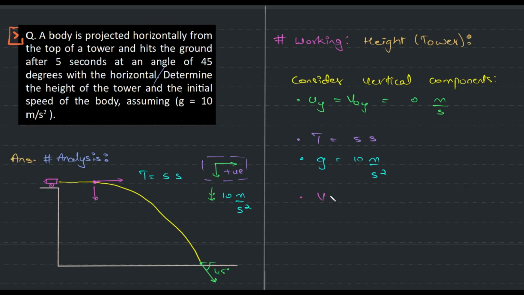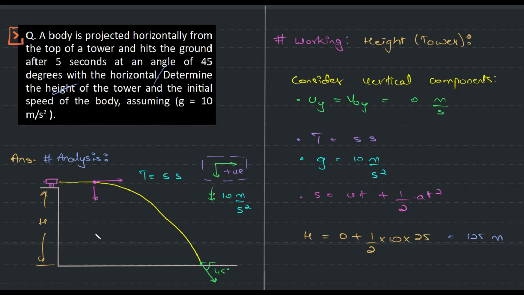So we can use v square is equal to u square... no, we can't use that. S is equal to ut plus half at square. Yes, we can use this. So the height, call this capital H, is equal to 0 plus half of 10 into 5 squared, or 25. So this is 125 meters. We found the height of the tower is 125 meters.